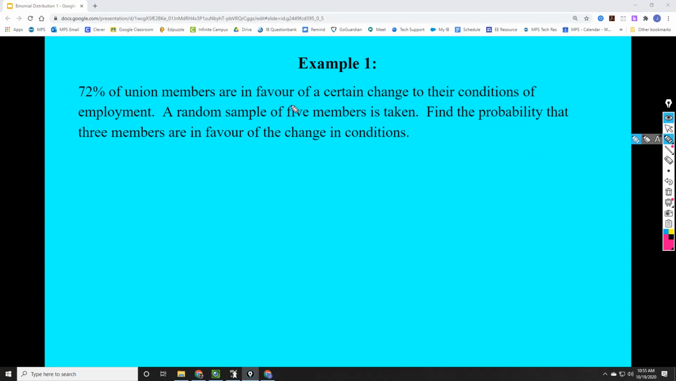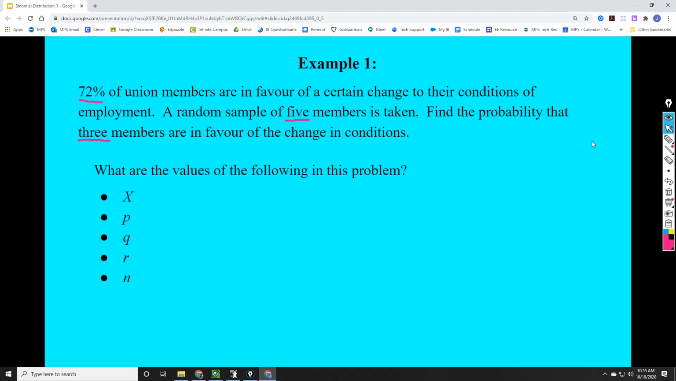So we've seen a few numbers here. We see our initial percent. We see that 5 members are being sampled, and then we want 3 of those members to be in favor of our change. So what we're going to do is go through those variables that we identified in the previous slide and then look at specifics for this particular problem.